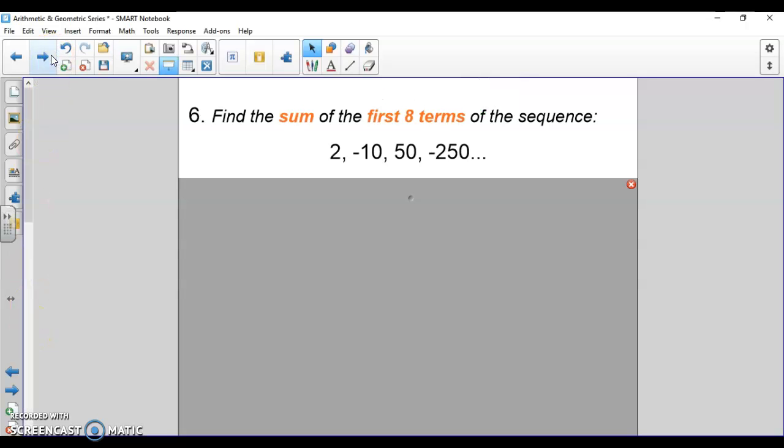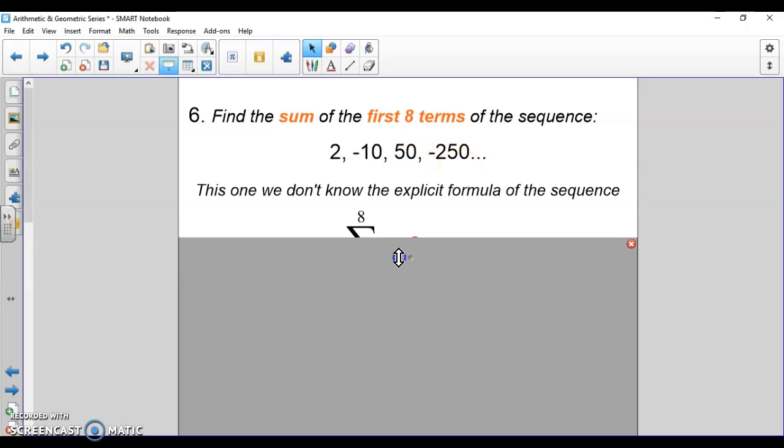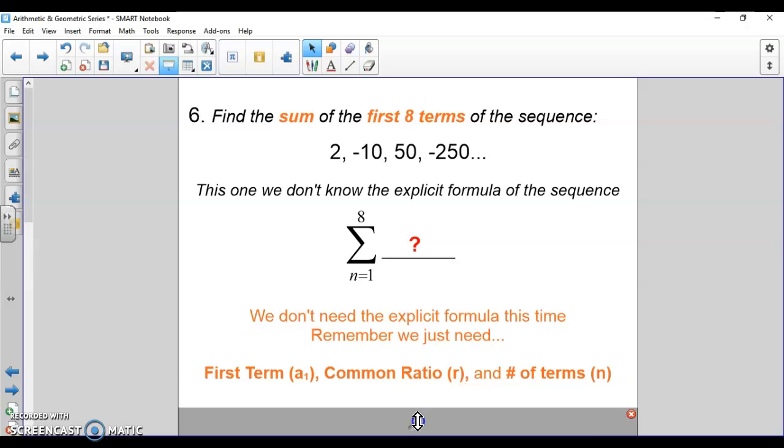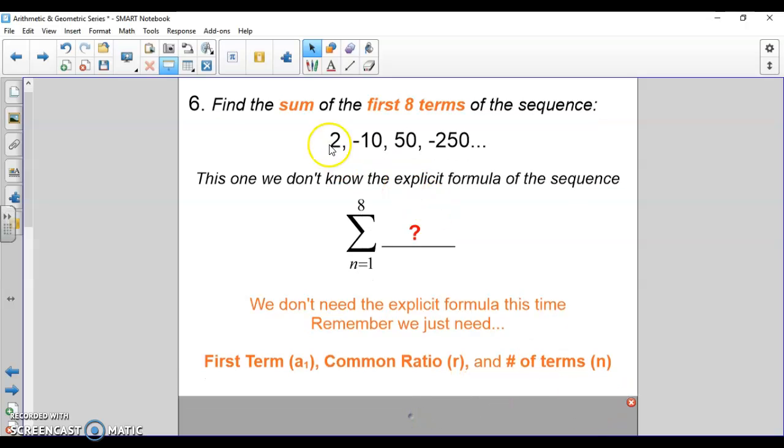Last one here, it's going to be similar to what we had in the last problem. We're going to find the sum of the first 8 terms of the sequence. I just have the sequence. I don't have the explicit formula again, but guess what? I don't need the explicit formula this time. All I need is the first term, which we know, 2, the common ratio, which we can figure out, negative 10 divided by 2, 50 divided by negative 10 is negative 5, and the number of terms is 8.